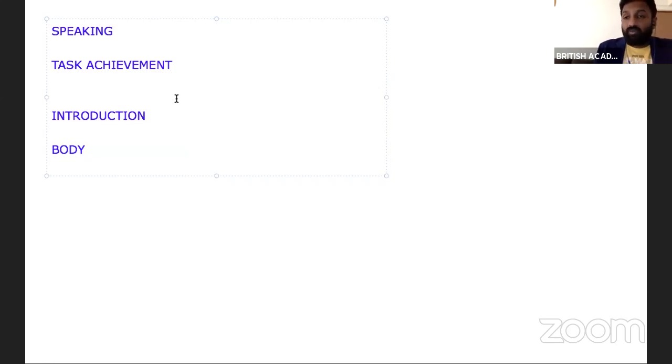Your body is where you move through each and every task of speaking and you speak about it. Also give some space in between so that if your examiner, your assessor, your interlocutor wants to ask a question, let him ask. Okay, so you will have to make sure.